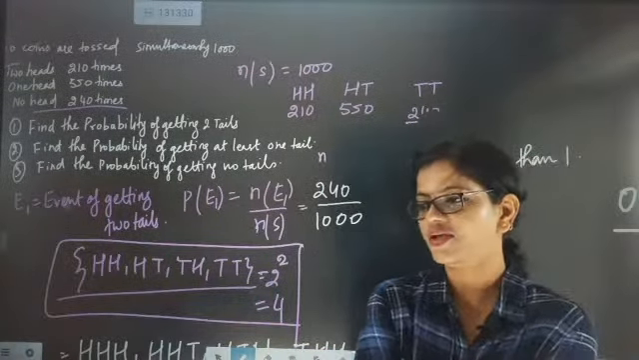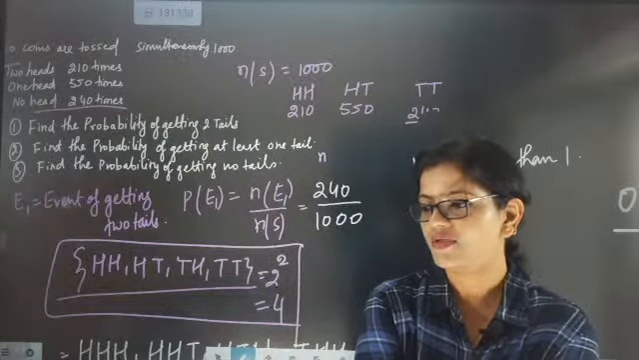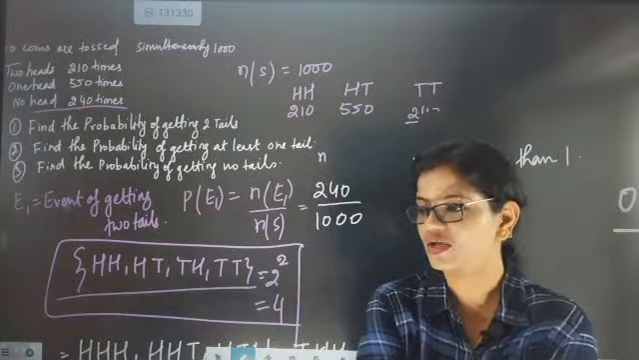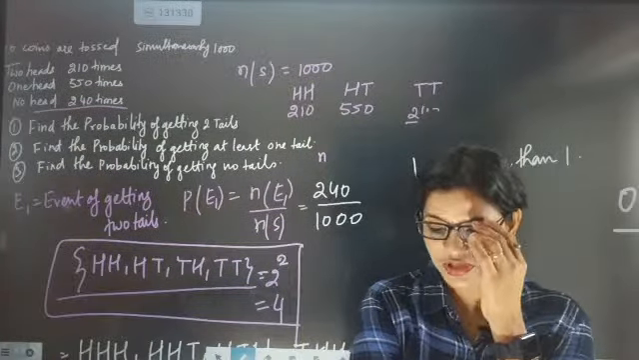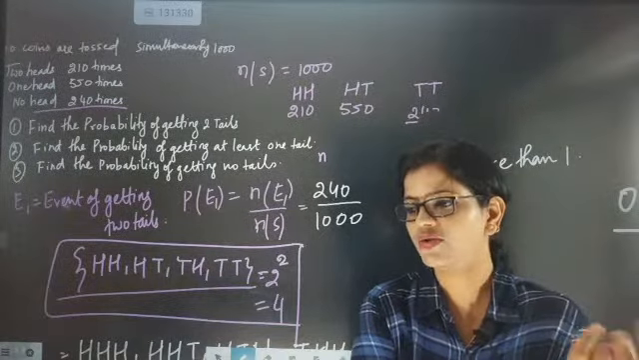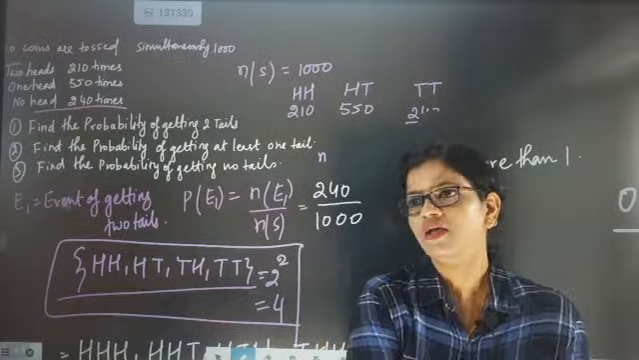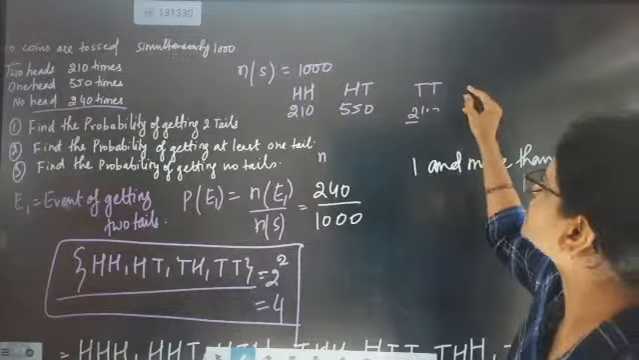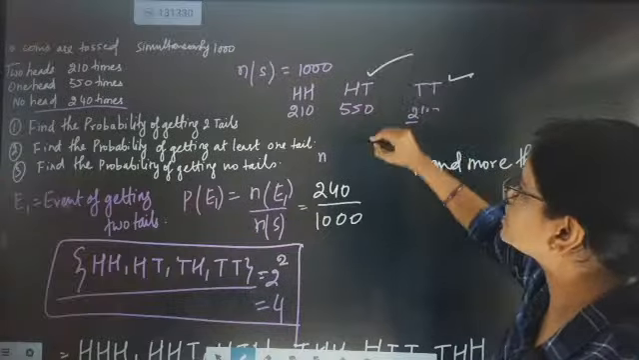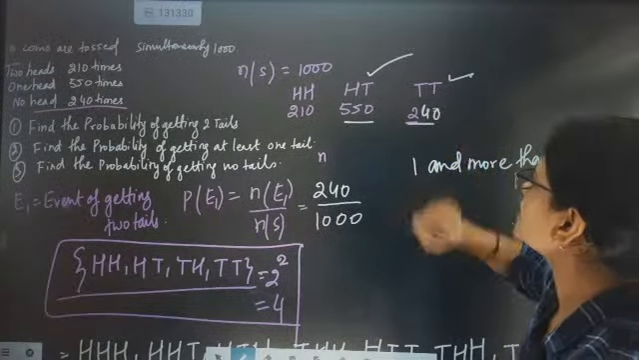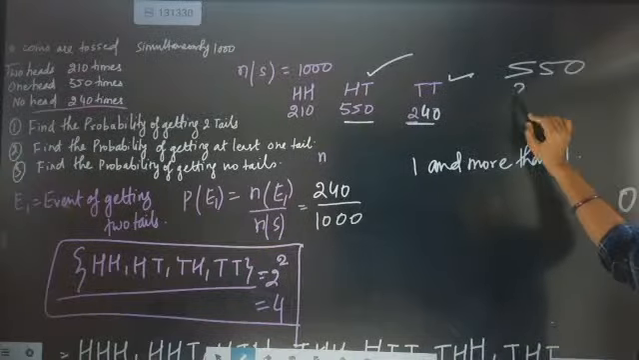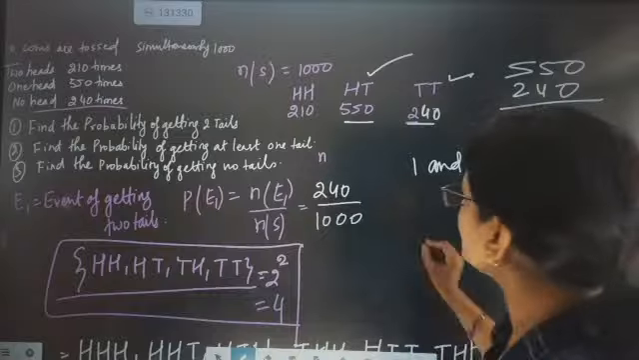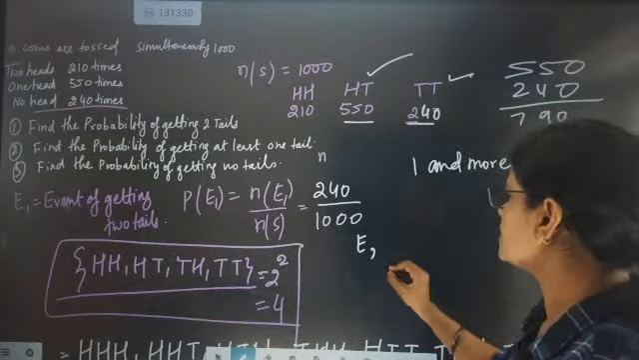If someone tells you, how many chocolates do you like to eat at one time, you will say at least one means you can take one and more than one. There is no limitation. So here also the total maximum is two tails and here at least one. So we have to add these two together, that is 550 and 240 added. So 790 is coming.